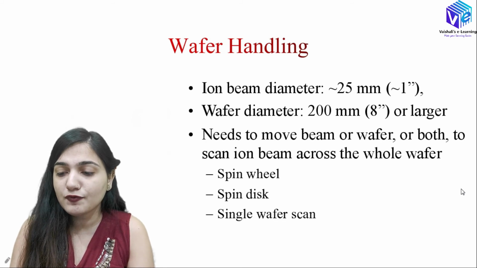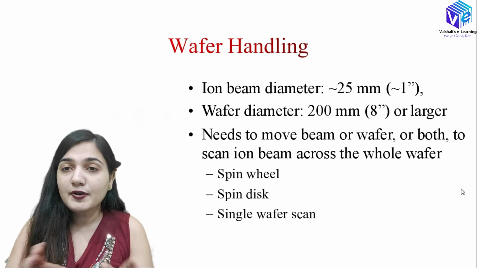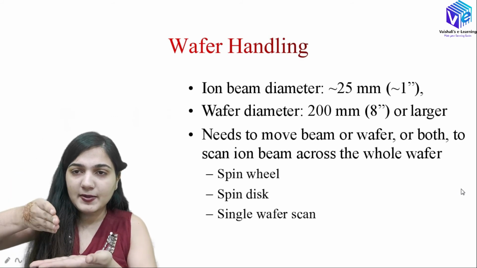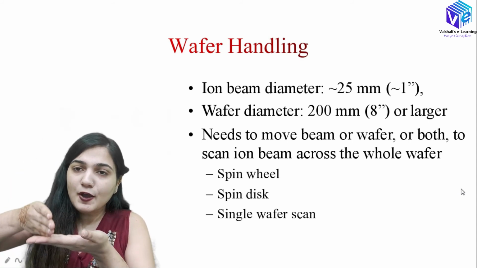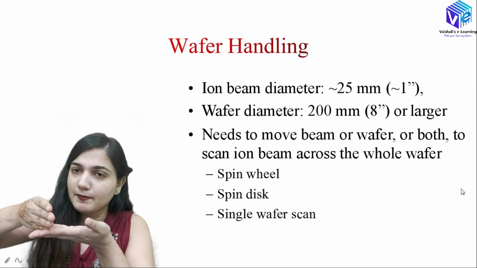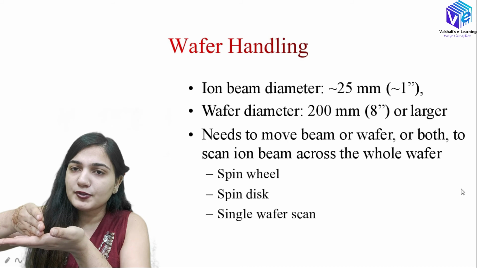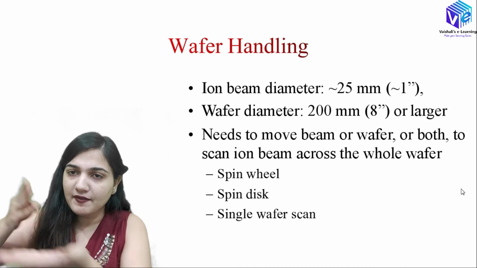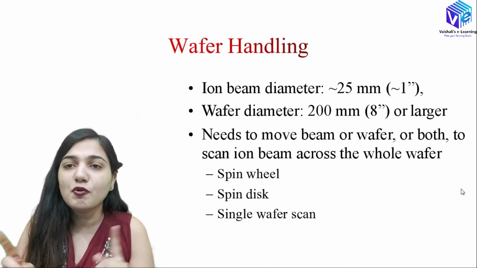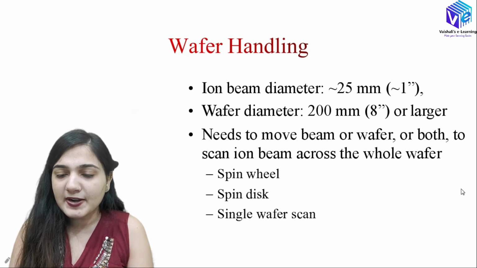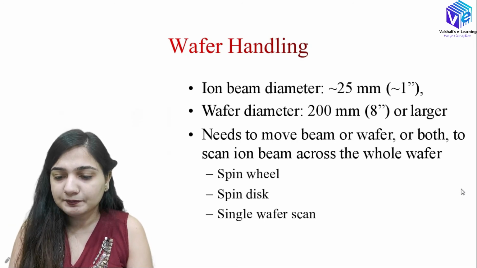So we need to move the beam or the wafer or both of them. If I have the beam here, I want the doped region here. So below the beam I will be having the doped region. Then I move the wafer, I will be having a doped region here. Then I move the wafer, I will be having a doped region here. I can move both of them also, or I can move the beam also. So it depends upon the type of implanter.